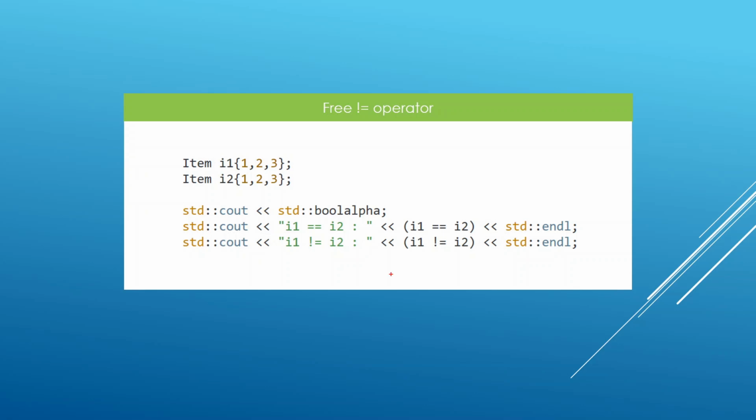Okay, so because of that compiler generated not equals operator, we will be able to do something like this. Even if we only have an equals operator, we can set up two item objects and we can see if they are equal or not equal, and this is going to work well.